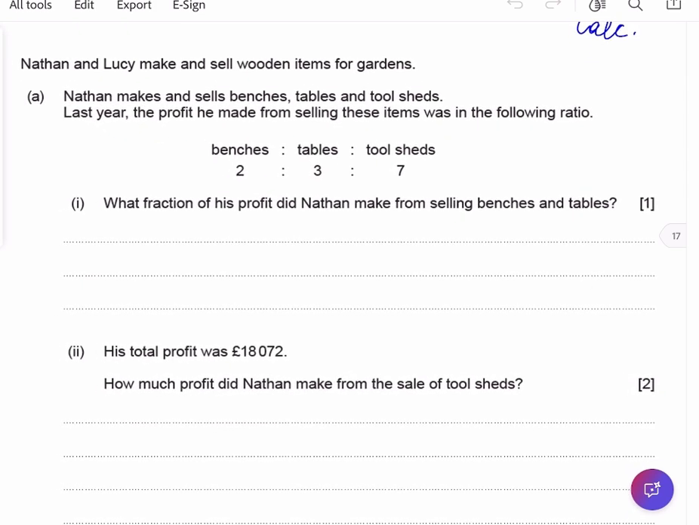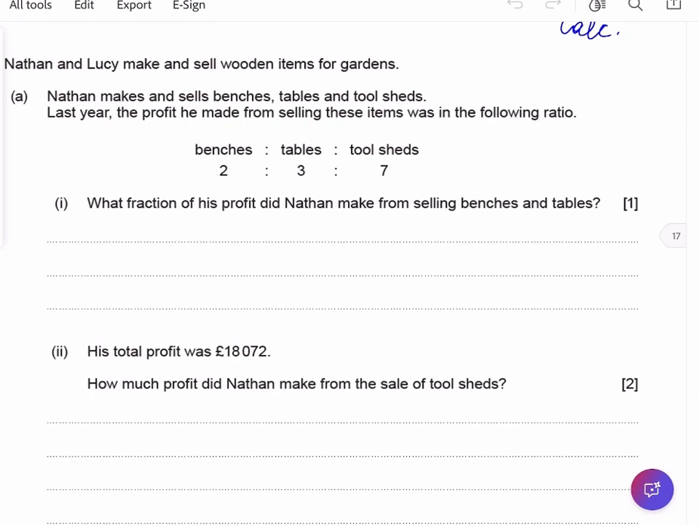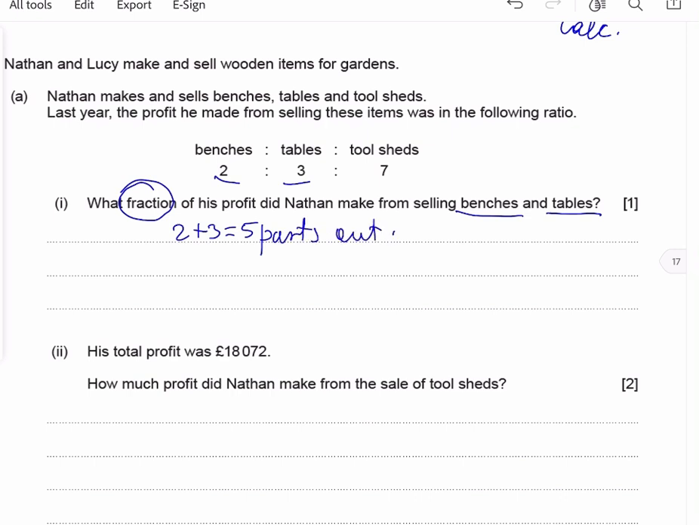Next question. Nathan and Lucy make and sell wooden items for gardens. They make and sell benches, tables, tool sheds. So they're given in the ratio 2, 3 to 7. So we've done a similar one before. For the fraction, we add the parts together and show them as out of all. So 2 plus 3 we have to add, because that's benches and tables. So 5 parts out of 12, 5 over 12.